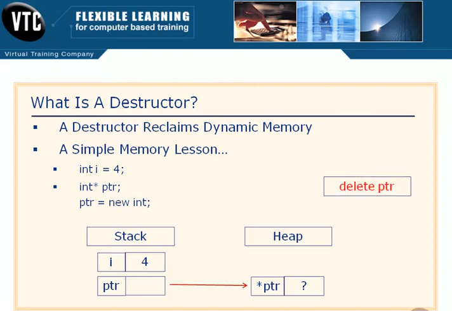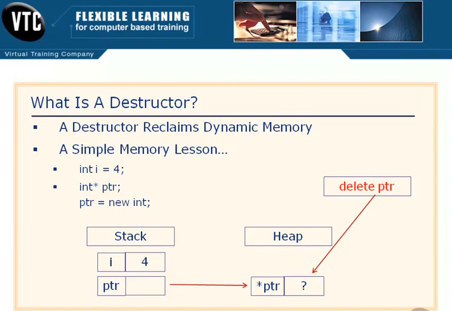So what's the answer here is that I need to delete this pointer. And I need to just call the command delete pointer, delete PTR, in my code to make that happen. All right? Now, here's what I want you to do. I want you to just understand what a destructor is, and I want you to understand why you need one.